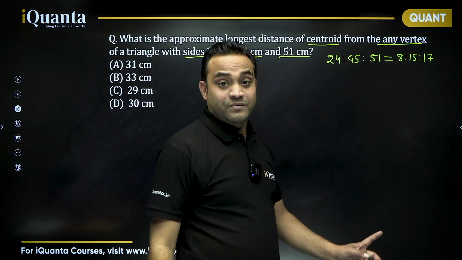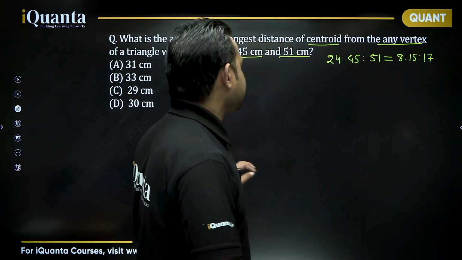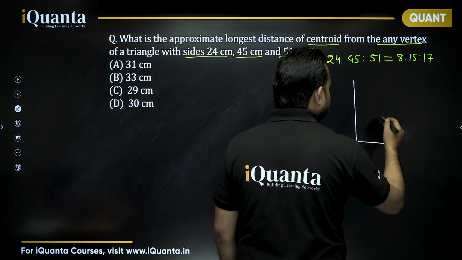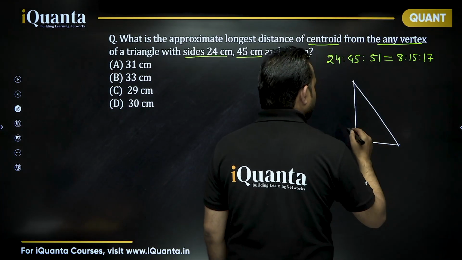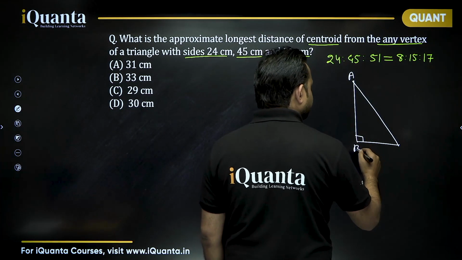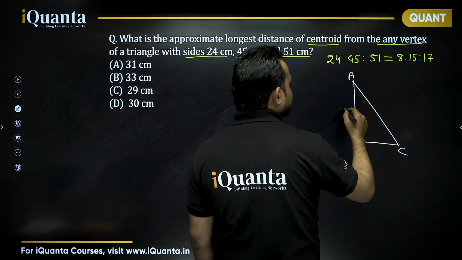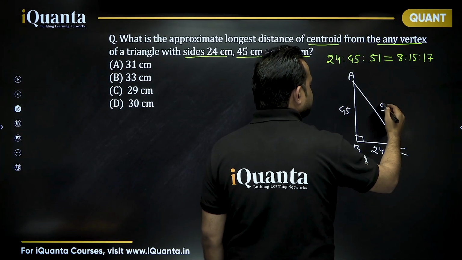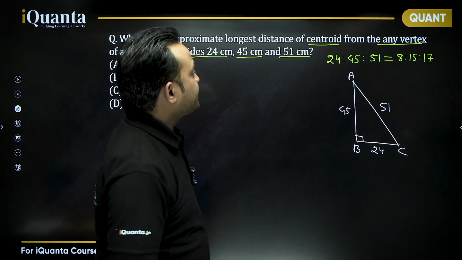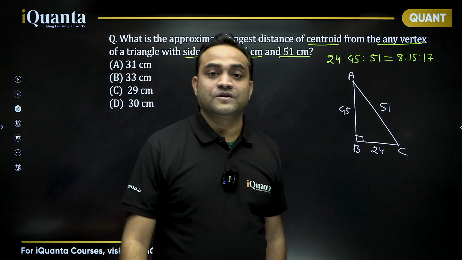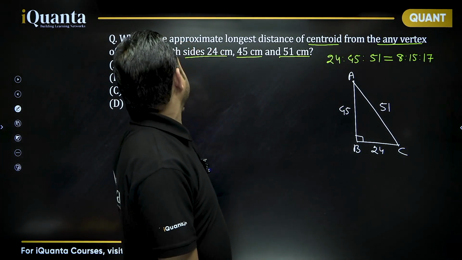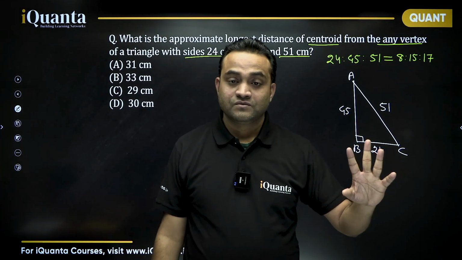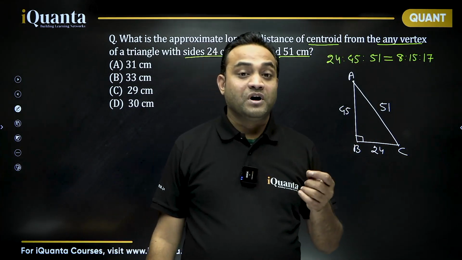Now these are nothing but a Pythagoras triplet. Using these sides, we can make a right angle triangle, something like this, where let's say this is A, B, C. This length AB is 45, this length BC is 24, and AC is equal to 51. Now we need to find the longest distance of the centroid from any vertex of the triangle. So what do we know about the centroid?